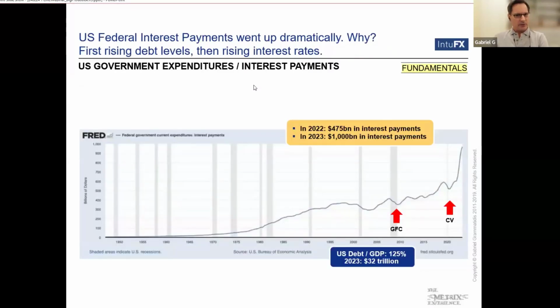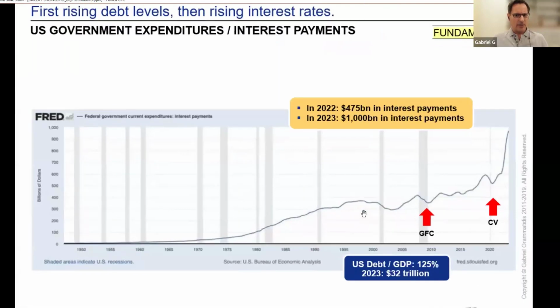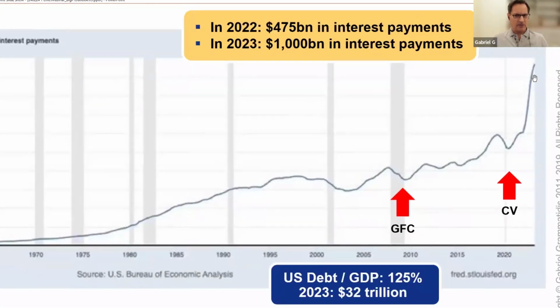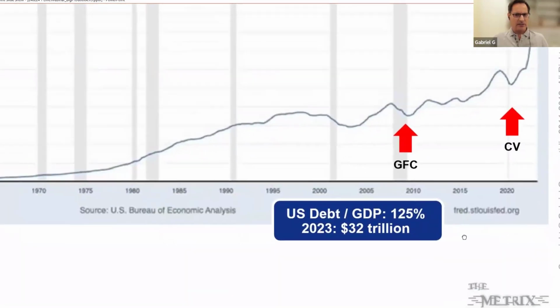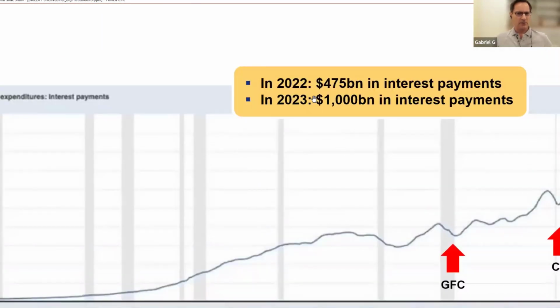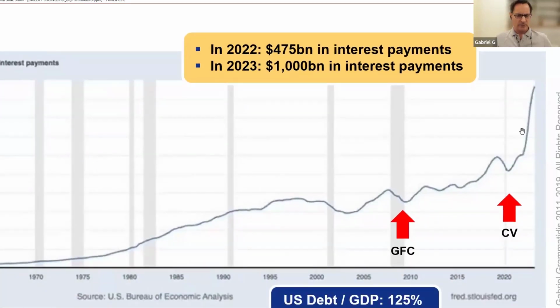So everybody talks about the US. Well, let's have a look at the US. These are the US government expenditures on government bonds, the US federal interest payments. They went dramatically up. Just recently, they actually doubled. They doubled between 23 and 24. Huge increase. This is the interest rate expenditure.